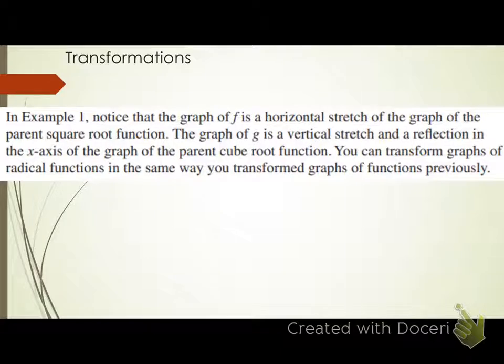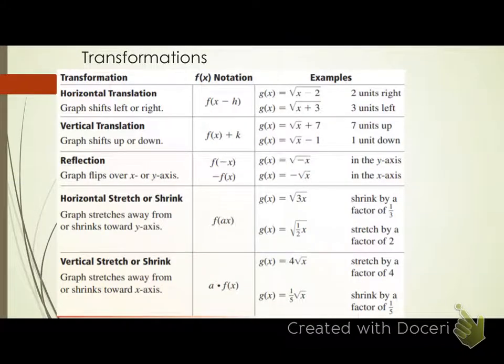Like we said, you can transform graphs of radical functions in the same way you transformed graphs of functions previously. So you know all those little formulas we've used before? We're going to use them again. We've seen these formulas a few times this year, correct? They still apply to cube root functions, square root functions, and so on. You have these somewhere in your notes. This is also in your book, in this section. You'll want to know where it is or have it written down so you can access it, especially if we have a quiz over any of this.